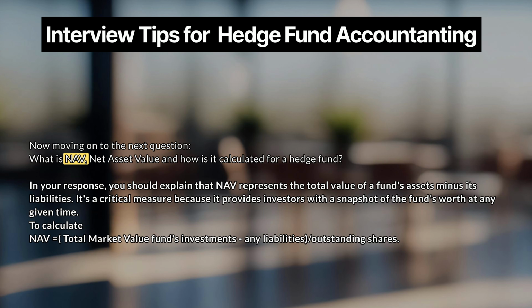What is NAV, net asset value, and how is it calculated for a hedge fund? In your response, you should explain that NAV represents the total value of a fund's assets minus its liabilities. It's a critical measure because it provides investors with a snapshot of the fund's worth at any given time. To calculate NAV, you would take the total market value of all the fund's investments, subtract any liabilities, and then divide that by the number of outstanding shares.